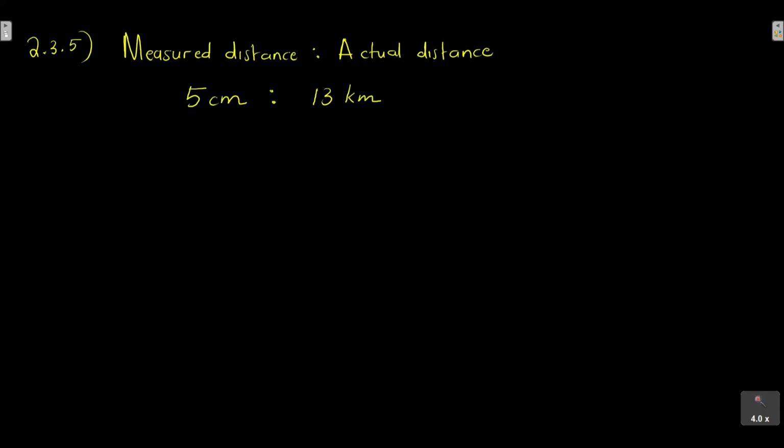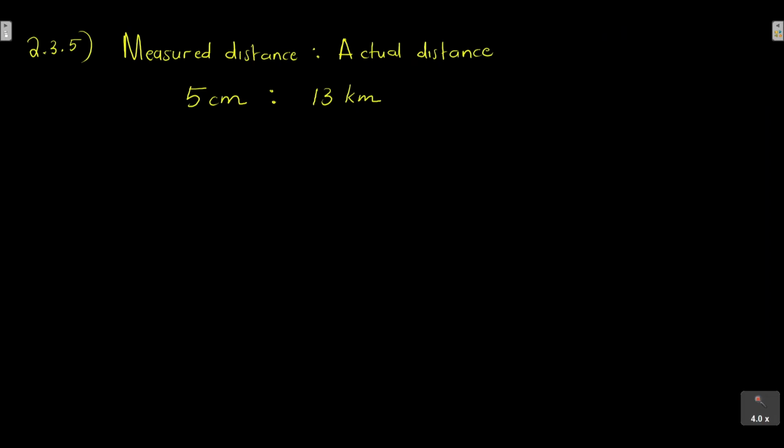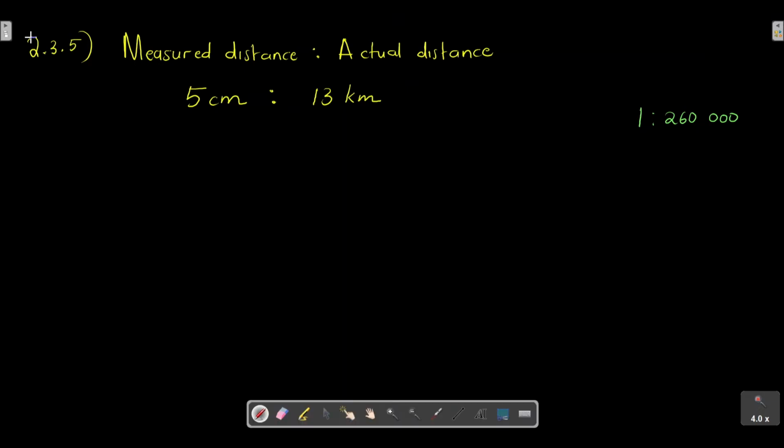And now we want to basically verify that his statement is correct. What is his statement saying? He's saying that now the number scale of the map is 1 is to 260,000. This is what we're trying to verify, that it's 1 is to 260,000. This is what we are trying to basically obtain, okay, from using the information that is given to us. This is the answer that we want to get to. So if we get to this number scale, then we can say that, okay, Mr. Tulani's statement was correct.